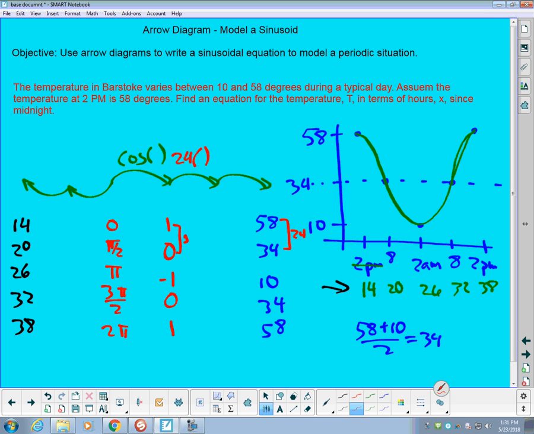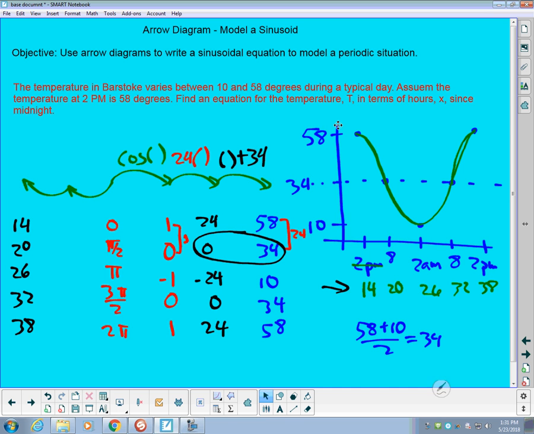And if we do that, go ahead and multiply by 24, we get a 24 there, and a 0, and a negative 24, and a 0, and a 24. And if we look at what's left, I can see that if I just add 34, 0 plus 34 is 34, 24 plus 34 is 58, negative 24 plus 34 is 10, so that is the right thing to go there.